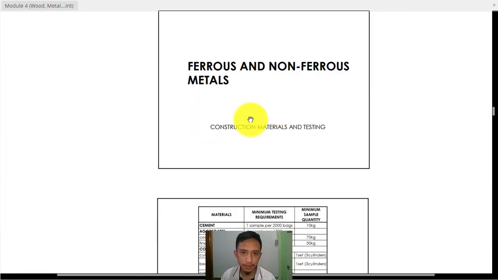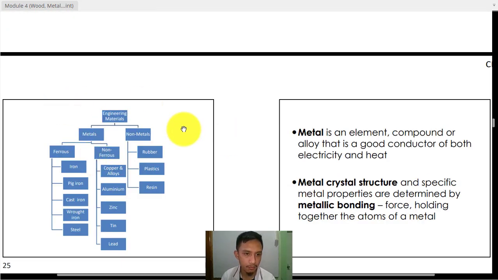So now let's proceed to your metals. Engineering materials, we can divide into metals and non-metals. The non-metals could be rubber, plastic, resins, and of course the other types like concrete, wood, and so on and so forth.